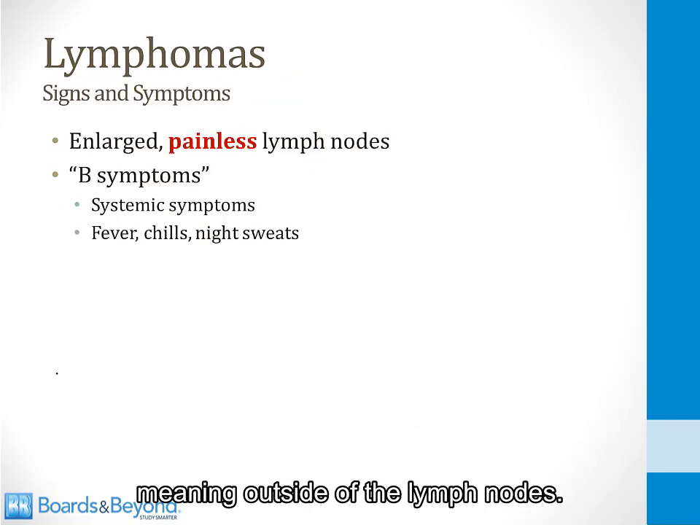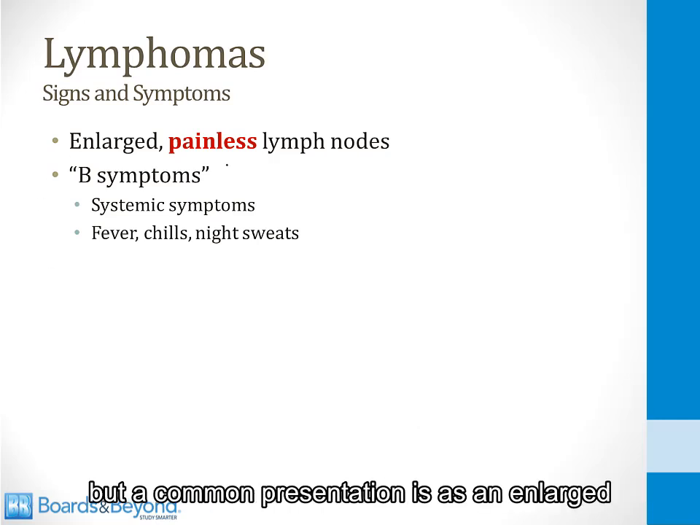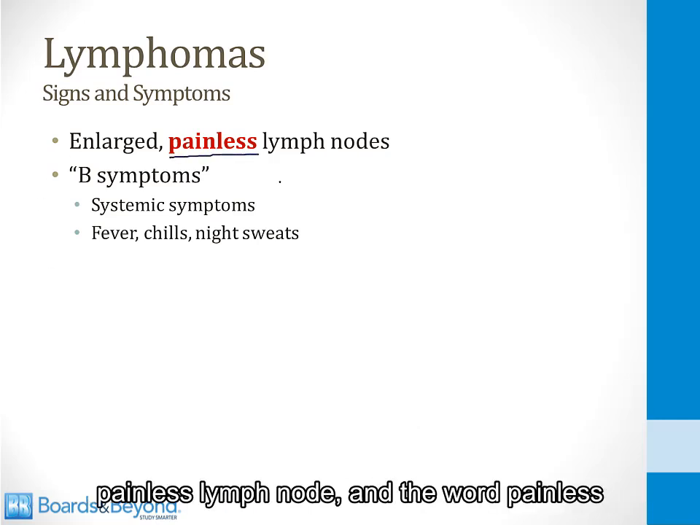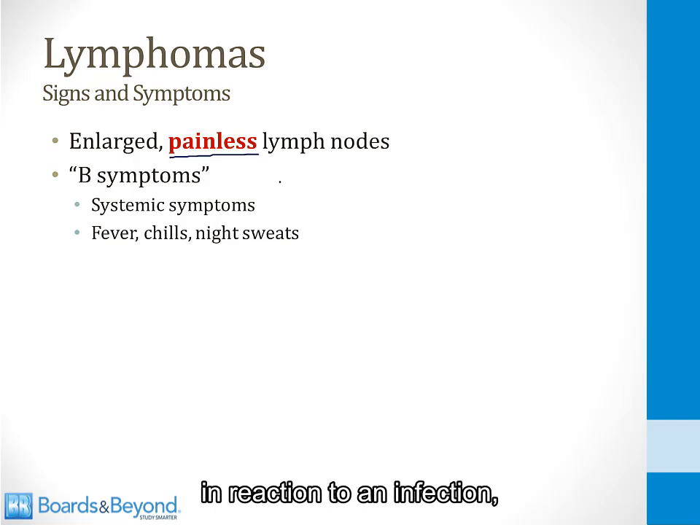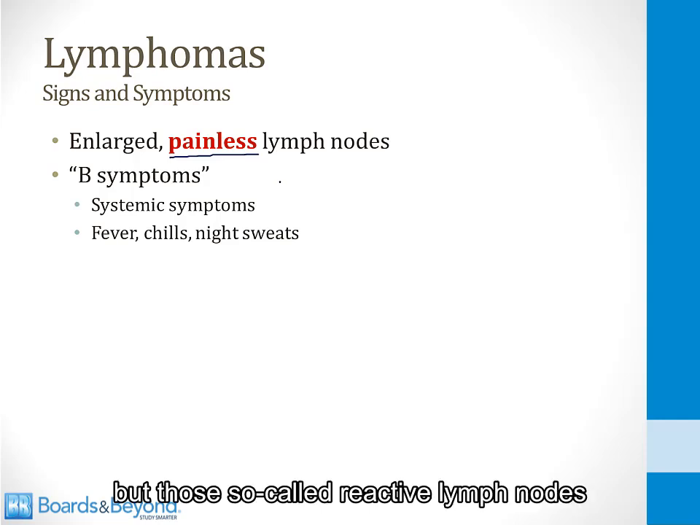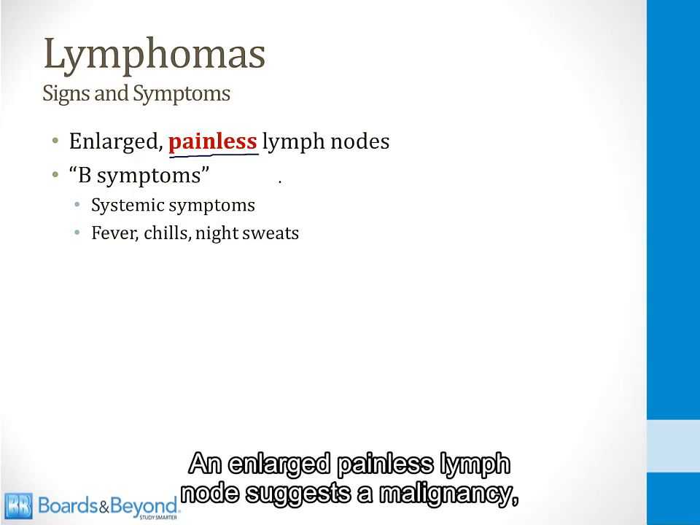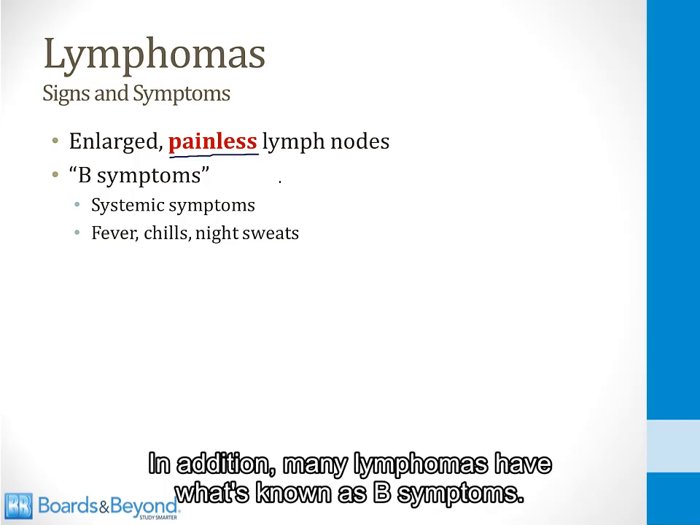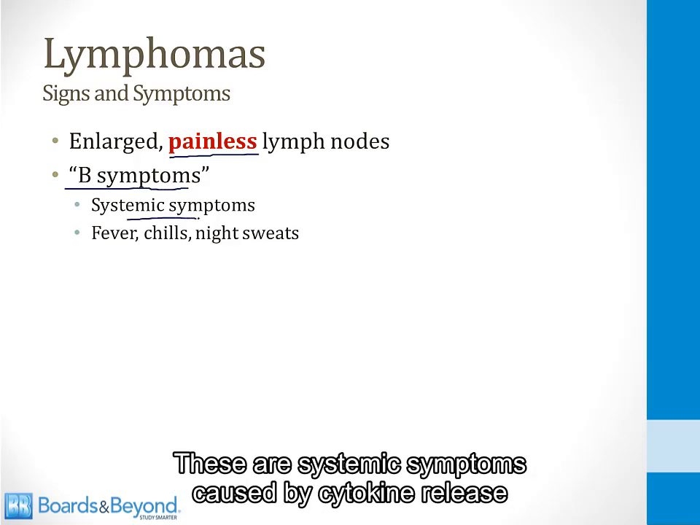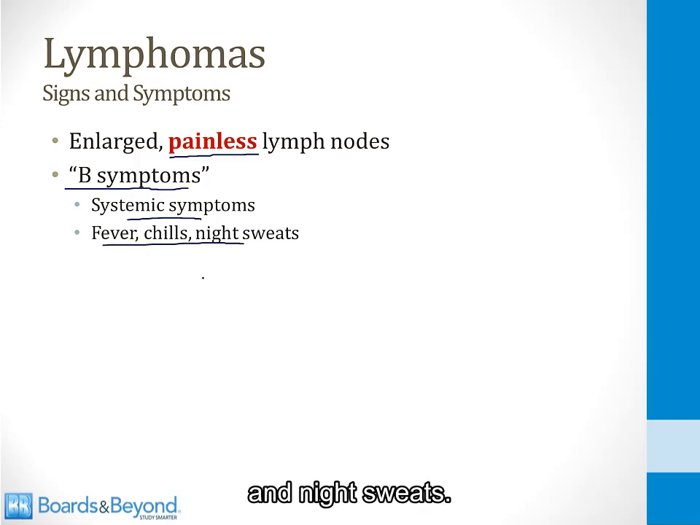There are many ways that a lymphoma can present, but a common presentation is as an enlarged painless lymph node, and the word painless is important here because lymph nodes can become enlarged in reaction to an infection, but those so-called reactive lymph nodes are typically tender to the touch. An enlarged painless lymph node suggests a malignancy such as a malignancy from lymphoma. In addition, many lymphomas have what's known as B symptoms. These are systemic symptoms caused by cytokine release, and they include symptoms like fevers, chills, and night sweats.